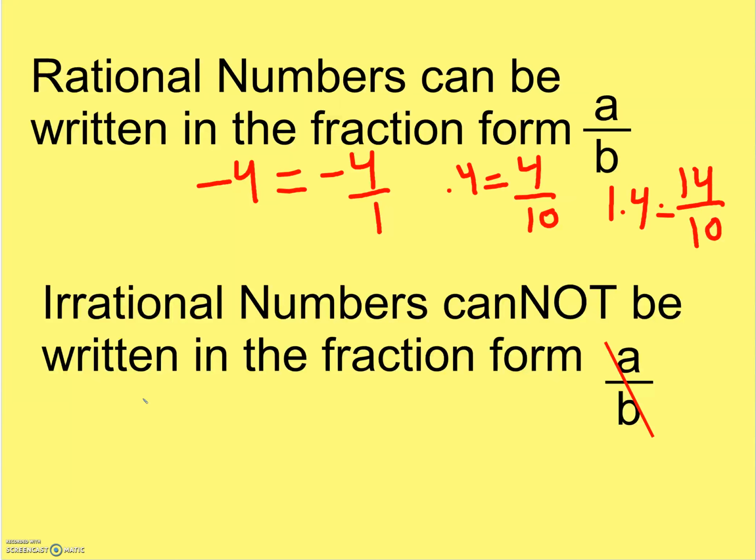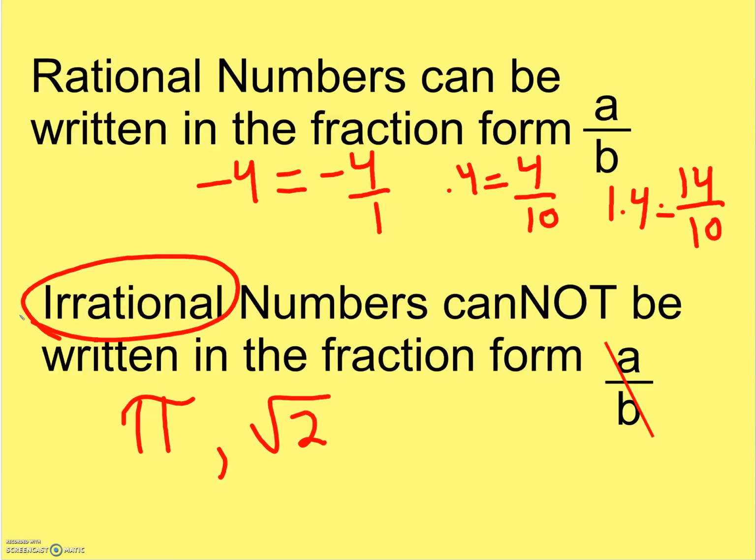So when we say pi, what makes up pi? Well, it's about 3.14, but it's not exactly that. Or what makes up the square root of 2? Well, it's about 1.4, but it's not exactly that. And it doesn't make any sense as a fraction. So yes fraction, no fraction. That's the easiest way to think about that.